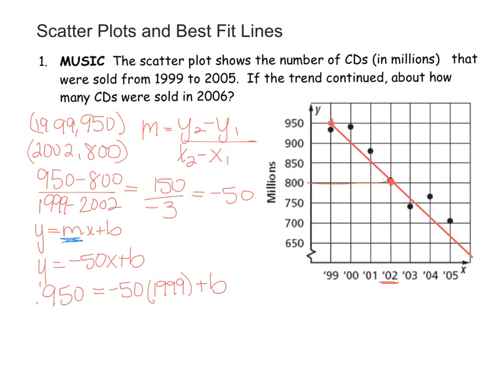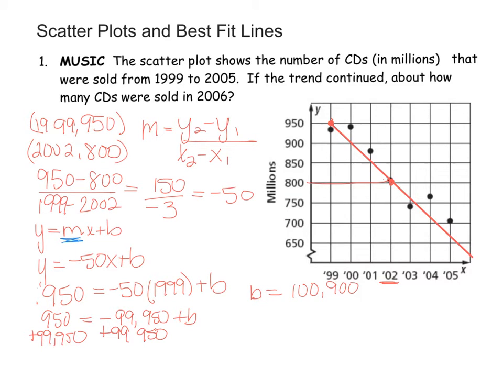So we get 950 equals -99,950 plus b. So we're going to add 99,950, and we get that b is equal to 100,900. Now, this really would mean how many CDs were sold in the year 0, so it doesn't really have much context in this problem. But because we want to plug in the year, then we will just go with that.